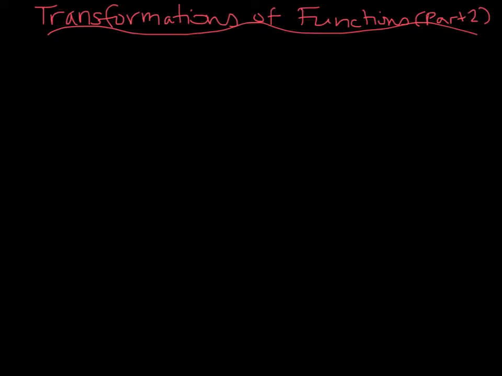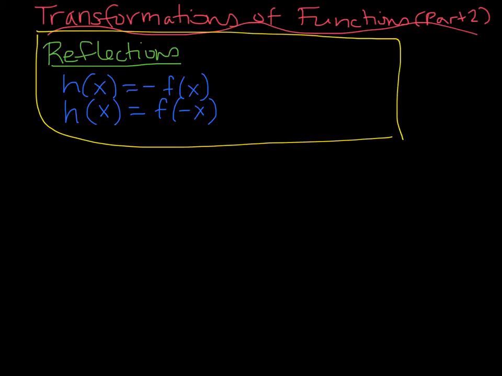Our next lesson is a continuation of transformations of graphs of functions. And our first type of transformation is the reflection. So the first one you see is if you do something to your parent function and you make it negative, you are going to get a reflection over the x-axis.